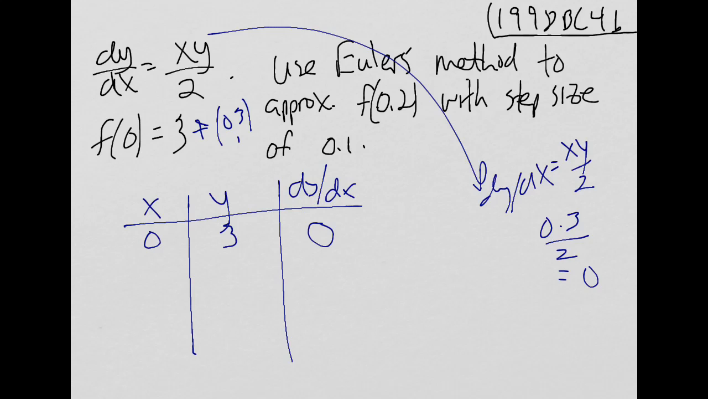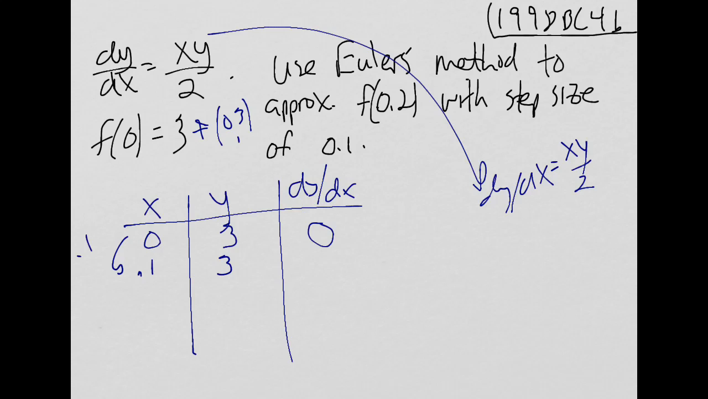And then that means that my step size is 0.1. So my next x value is going to be 0.1. And since I got that dy dx is 0, I add that 0 to the 3, and it just doesn't go up at all. So my y value is 3. So my y value is the same for each of those.